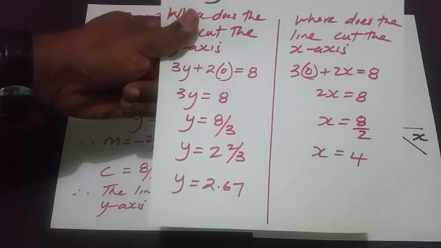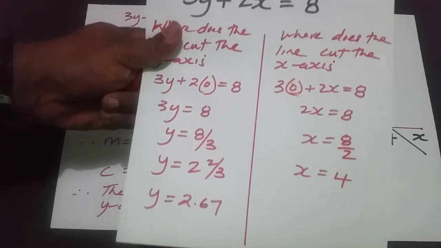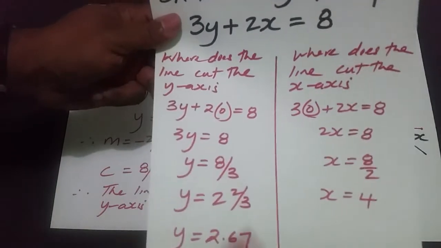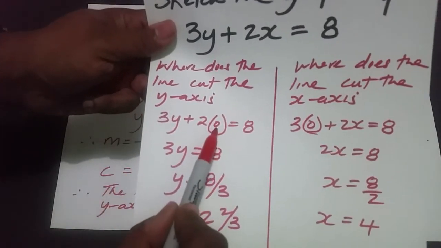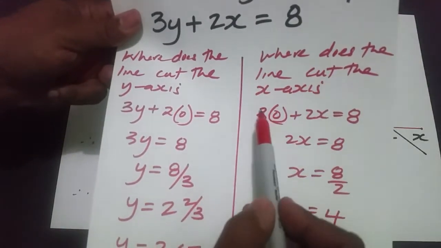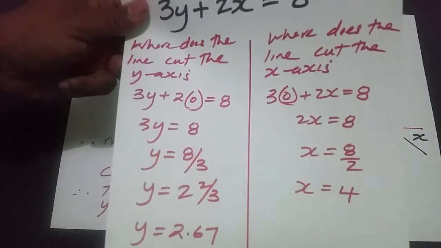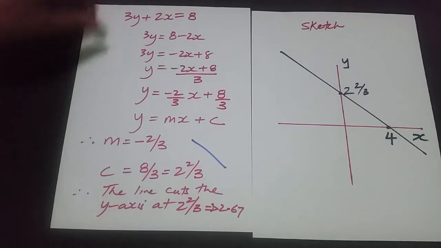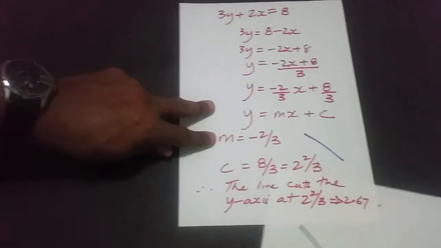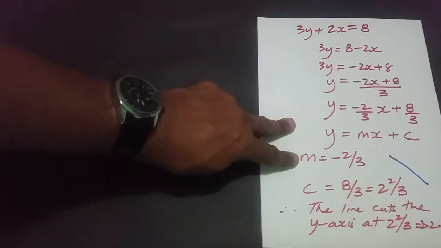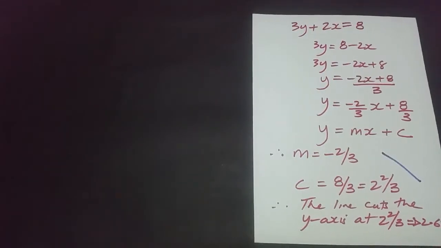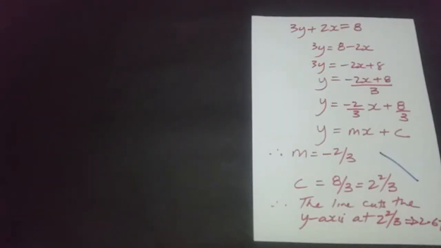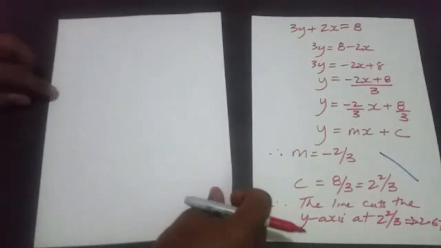All they need to find out is where the line cuts the y-axis and where the line cuts the x-axis. Using the knowledge that when the line cuts the y-axis, the value of x is 0, and when the line cuts the x-axis, the value of y is 0, then we're good to go in terms of determining where the line will cut each of these axes. So all we need to figure out now is where the line cuts the x-axis using this method. And that is also very simple, because when the line cuts the x-axis, the value of y is going to be 0.